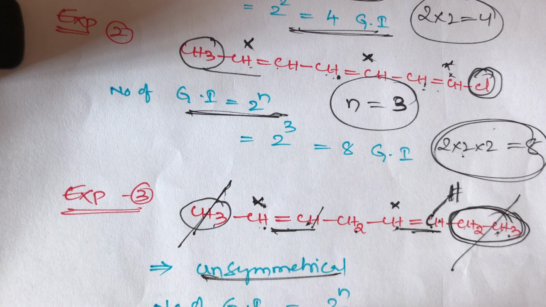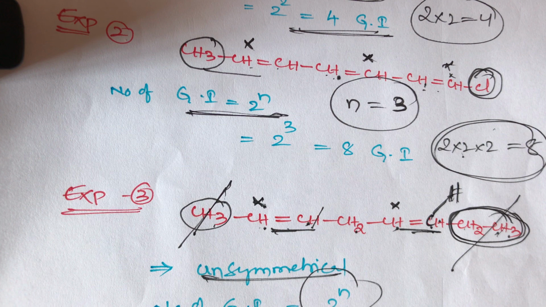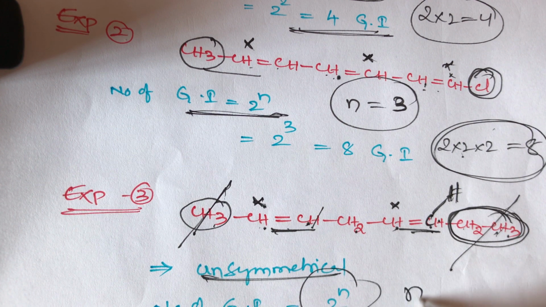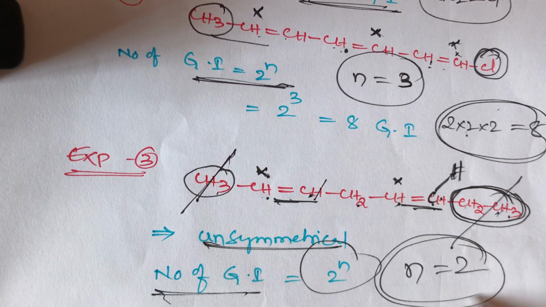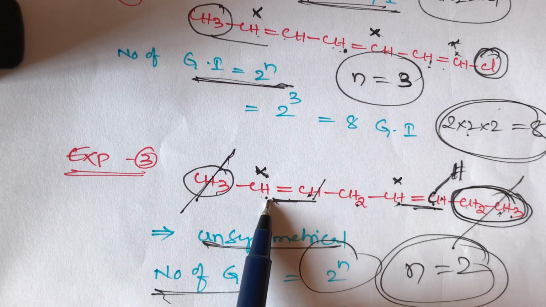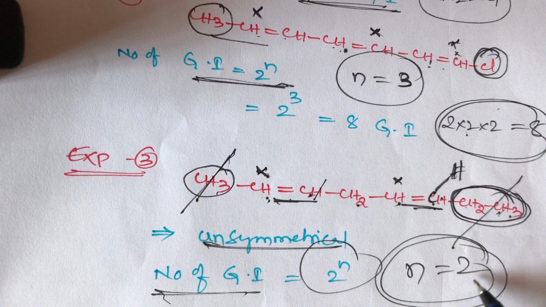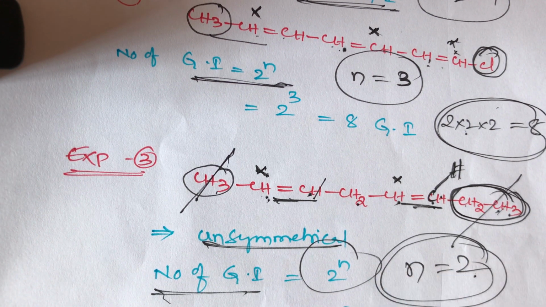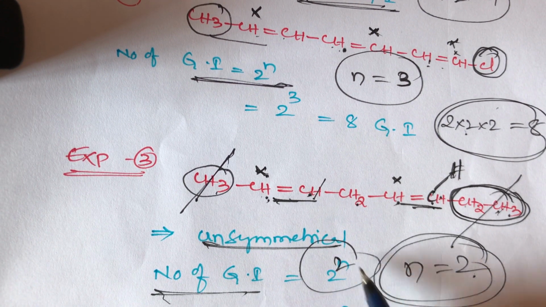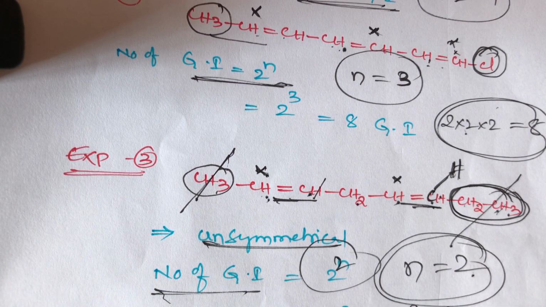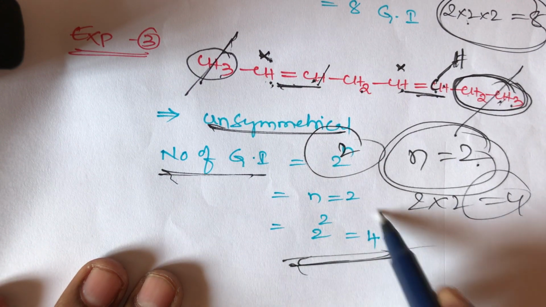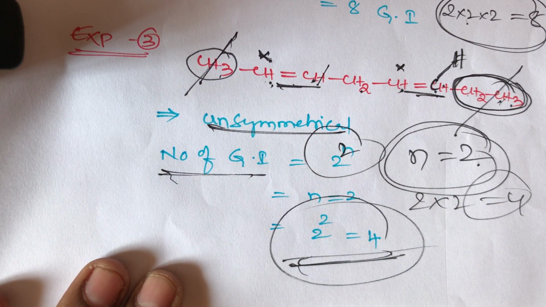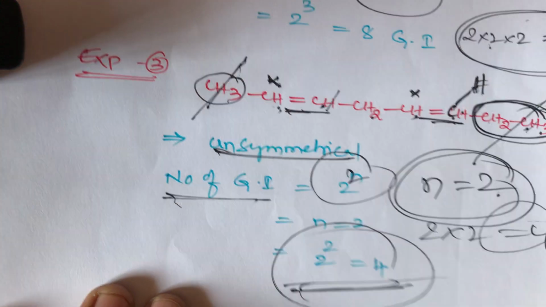So what is the geometrical isomerism formula? 2 to the power n. So for the total number of geometrical isomers, the n value here is equal to 2. Why? n value 2 means these two carbons will show geometrical isomerism. So 2 to the power n, with n equal to 2, is 2 to the 2, that is 4 geometrical isomers in total. Total 4 geometrical isomers are exhibited. This is the simple trick for geometrical isomerism, students.